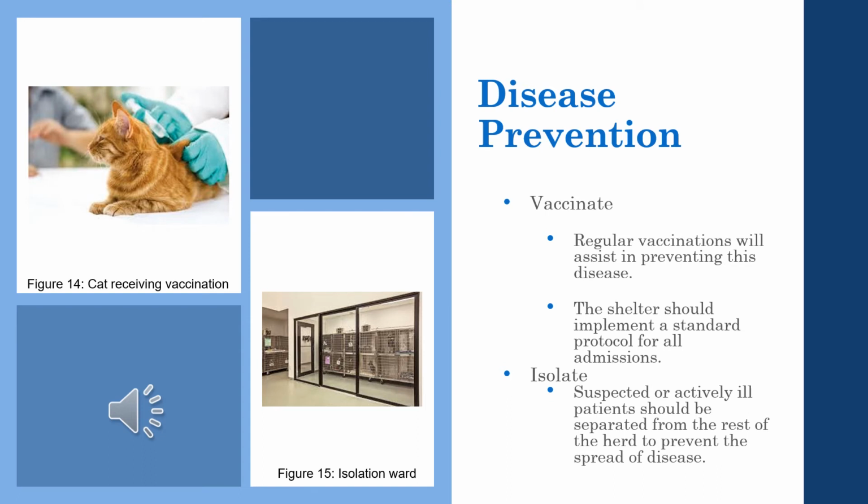The best way to prevent cats from getting feline panleukopenia is to vaccinate them. Shelter cats should be vaccinated upon intake and then every 4 weeks until they are 16 to 20 weeks old. Cats suspected of having the disease when they arrive at the shelter should be placed in a separate isolation room to prevent the spread of disease to otherwise healthy animals.